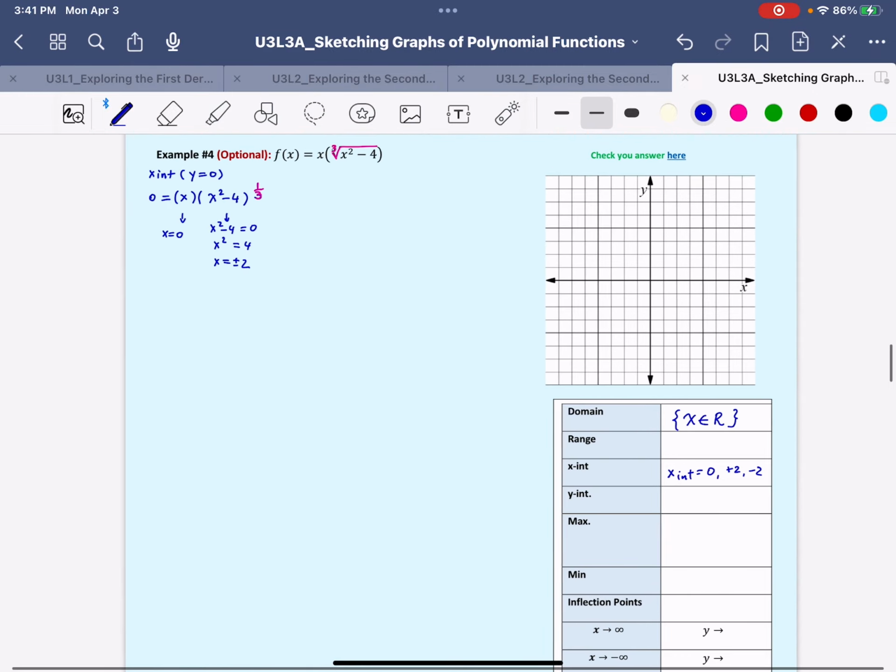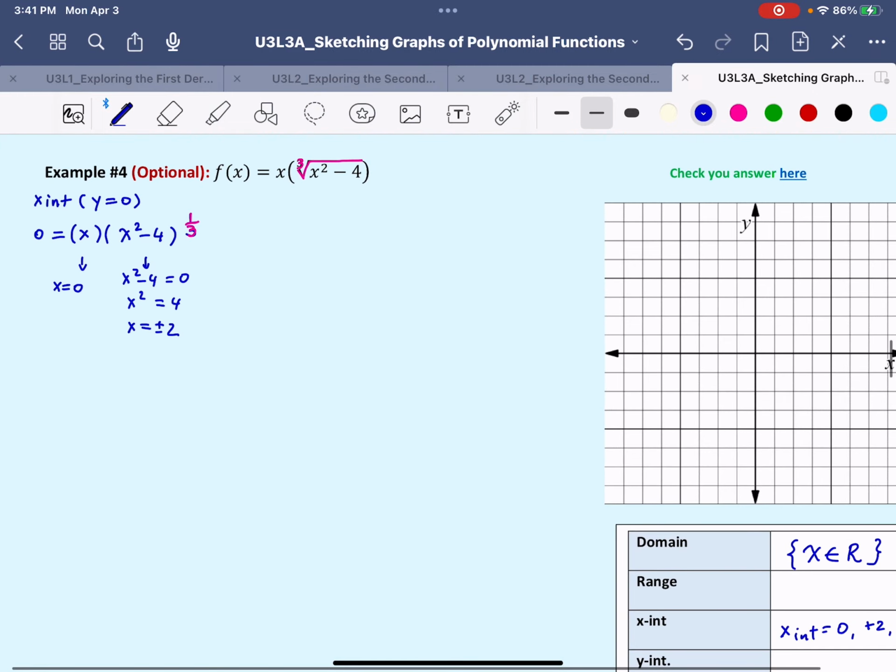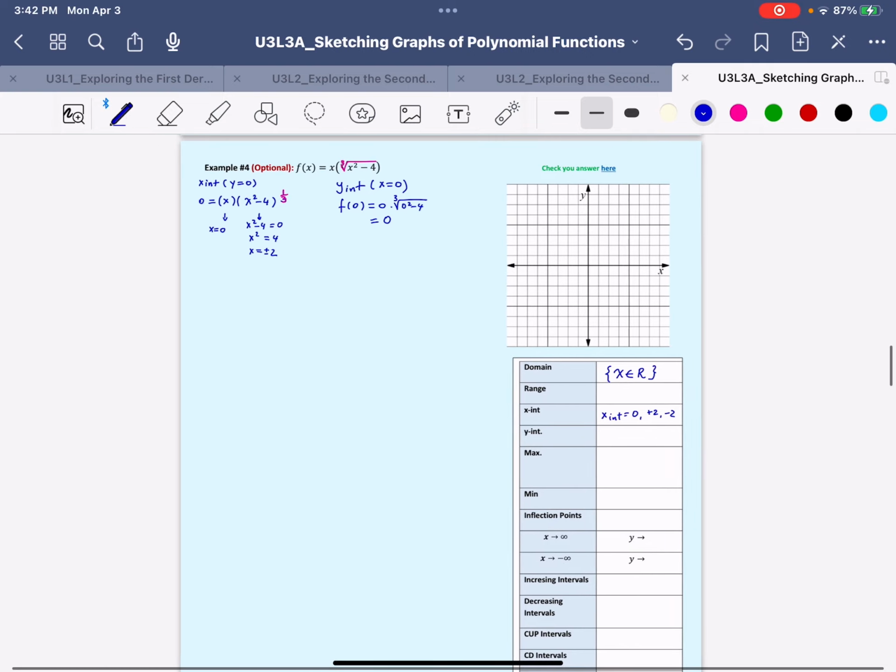Let's continue with the y-intercept. But we kind of know that since we found the x-intercept at 0, that means the y-intercept must be at 0 as well. So I will make x equal to 0. That's a traditional way of finding the y-intercept. So f of 0 would be equal to 0 times the third root of 0 squared minus 4. Multiply anything by 0, we get 0. So the y-intercept is also 0.